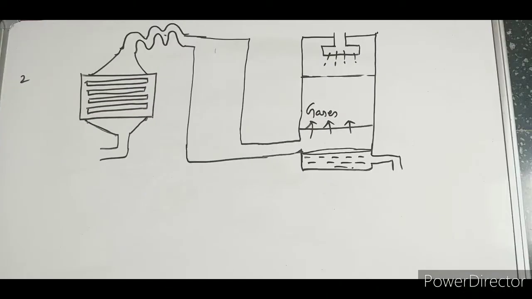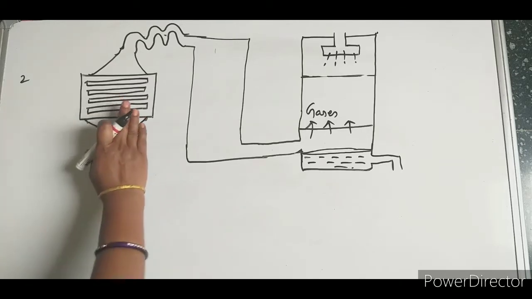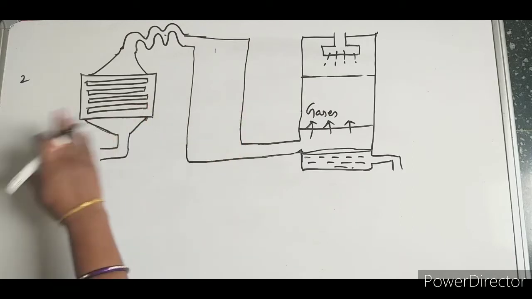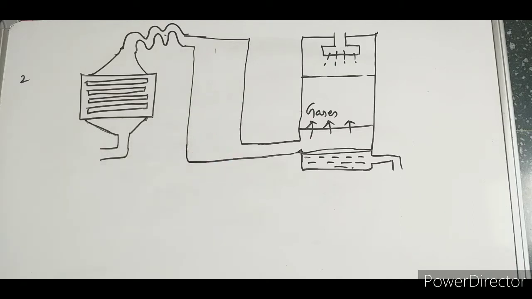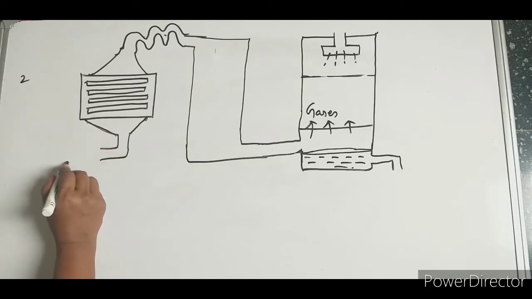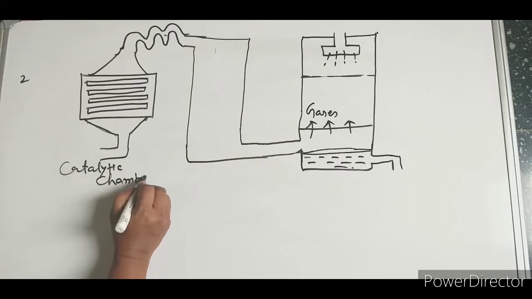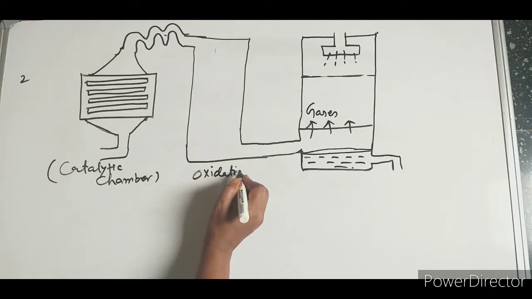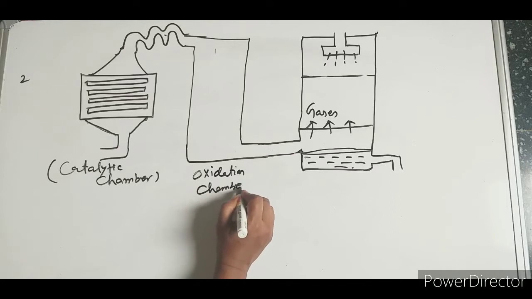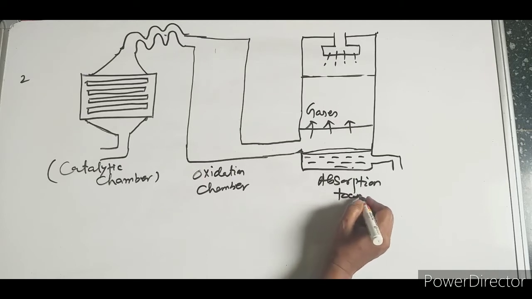This is the rough diagram of manufacture of nitric acid by the Ostwald process. These are the three chambers that I have explained. This one will be the catalytic oxidation chamber, this one the oxidation chamber, and the third one the absorption tower.